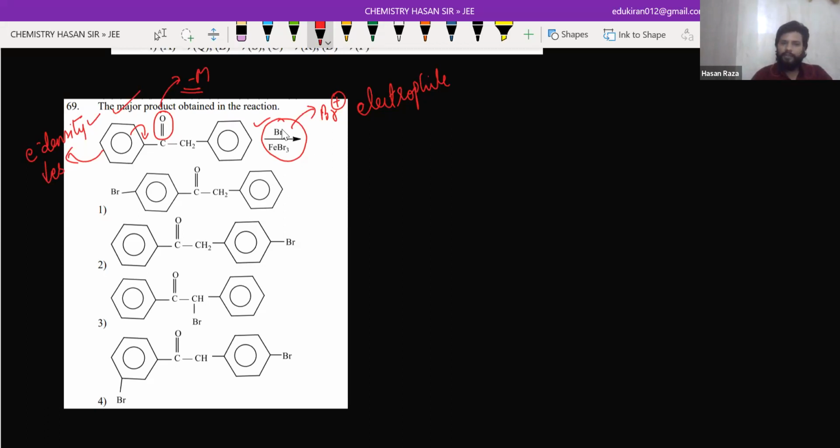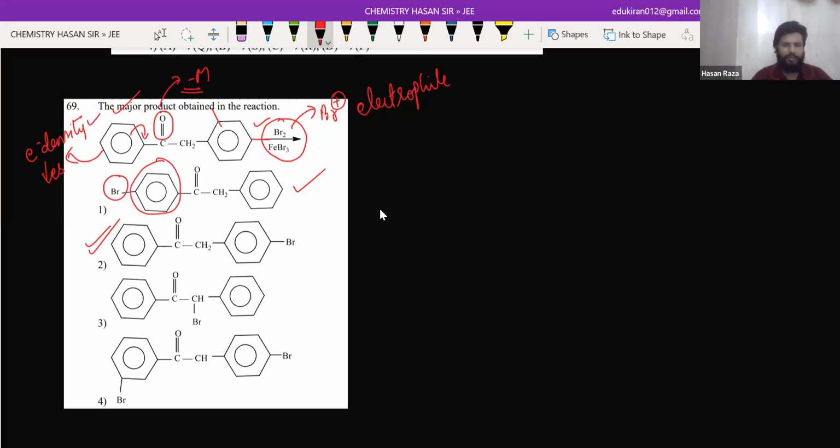So what will happen? You can see this Br plus can come either at ortho or para. At which position will it be more stable? Para. So what will be the answer? The first option has Br attacking the left hand side, which is wrong because this ring is electron deficient. So the correct option is this second one. Isn't it easy? Very simple.